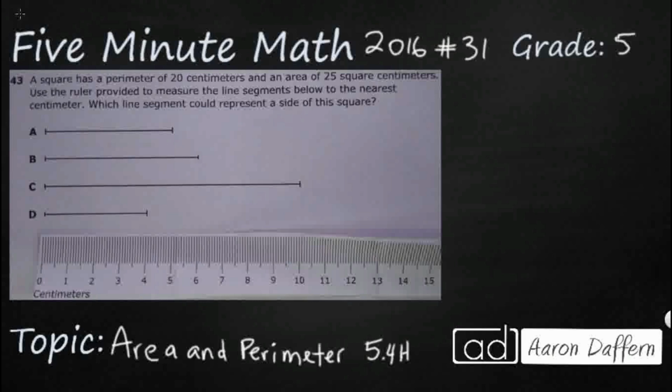So we have some different measurements here, and this is actually a photo with the measurement chart from the STAAR test cut out and laid at the bottom so we can use it as a reference, because this problem asks us to measure using the ruler. We've got a square, and it says it has a perimeter of 20 and an area of 25. So we need to figure out which of these line segments could represent a side of this square.